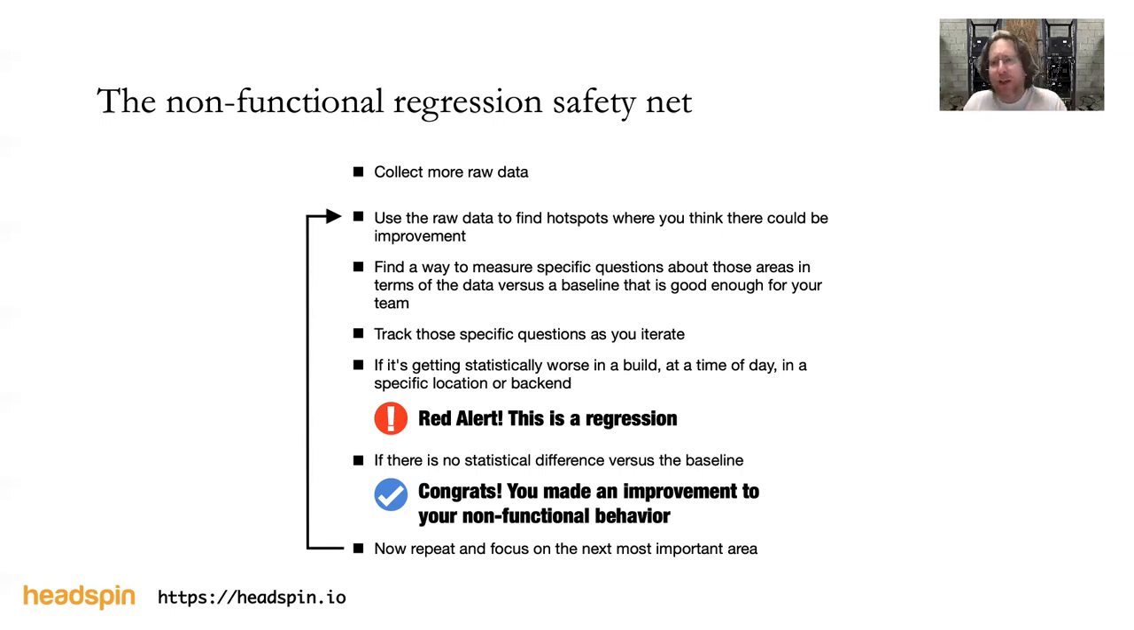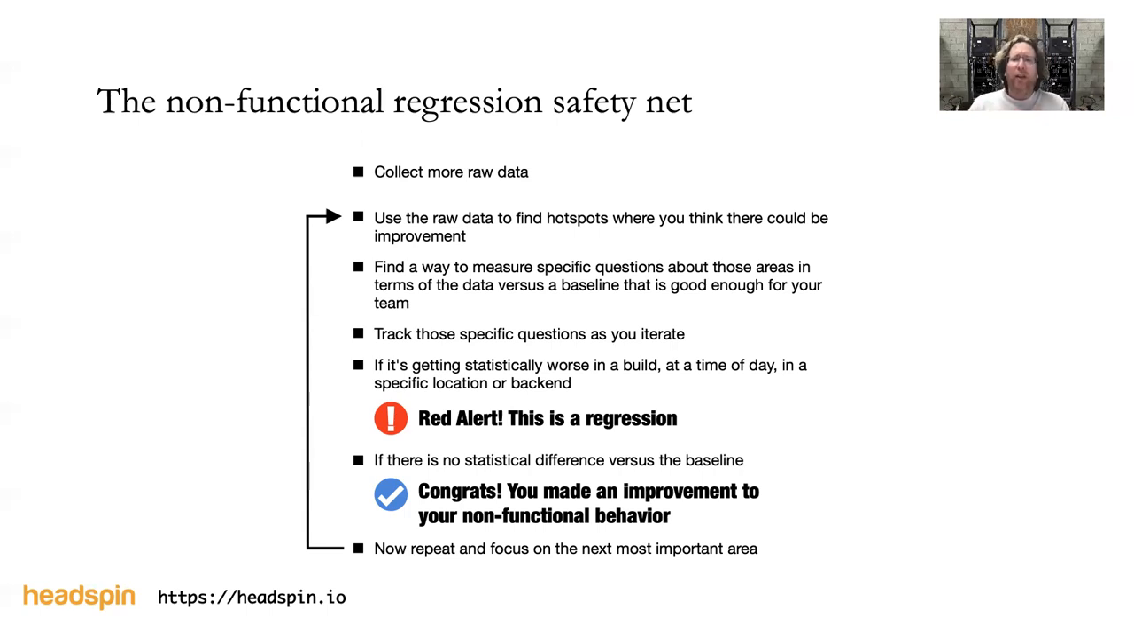Whenever a new version goes out, is it getting statistically worse for these questions than the previous versions? Also at different times of day or different backends or different locations around the world, are these non-functional metrics getting worse? And if they are, that's a red alert. This is a regression. And so your team, to continually improve, has to really stop here and take this seriously. If something's regressing, you need to bring it back to the baseline before you move forward. Otherwise, you're going to be accumulating performance debt or usability debt.